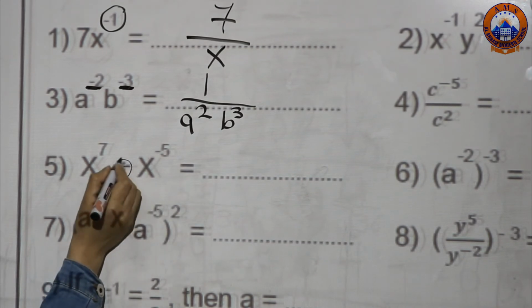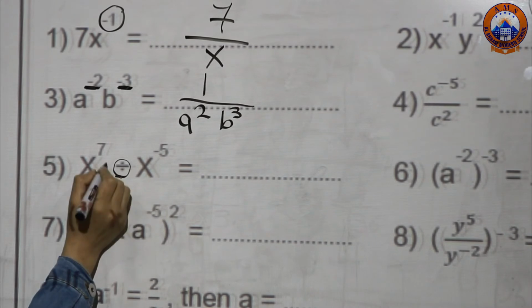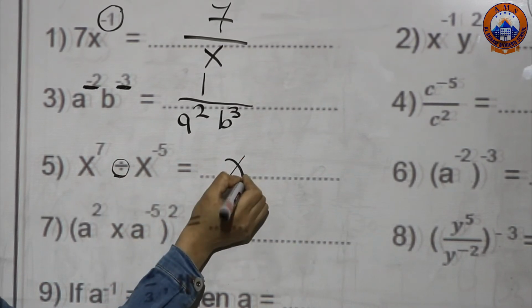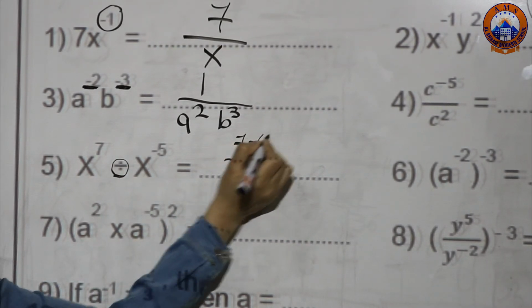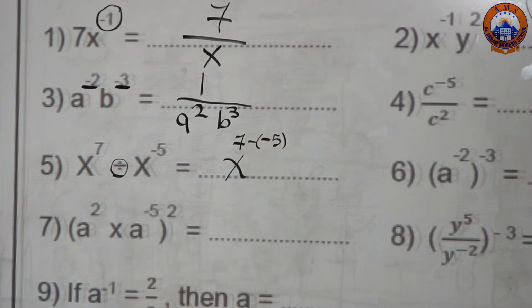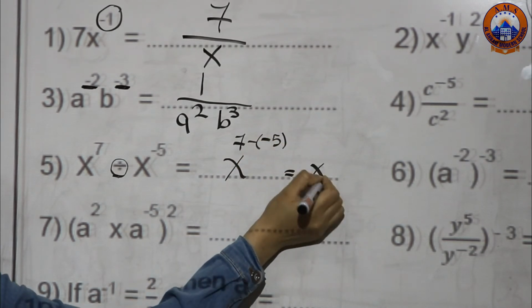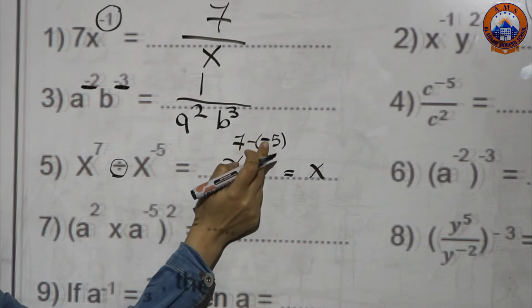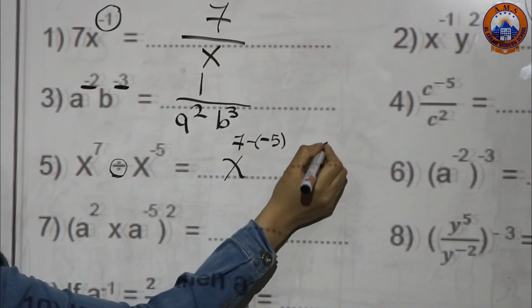Here I have division. In division, I will subtract the powers. So it will be x to the power 7 minus negative 5, and this will be x to the power 7. Negative is positive, so it will be 12.